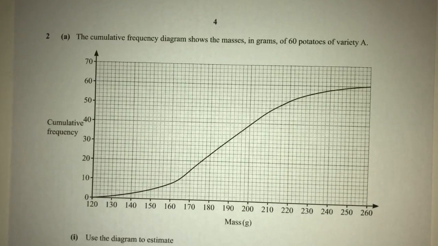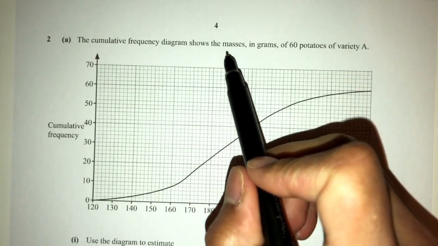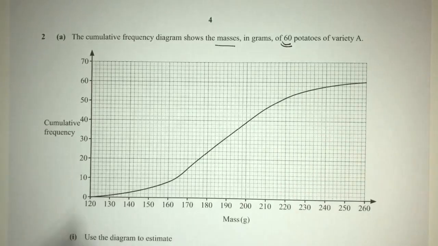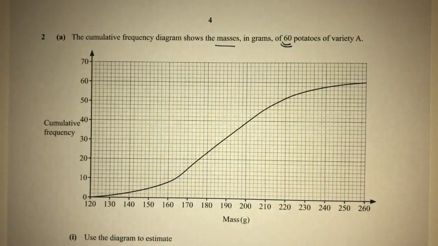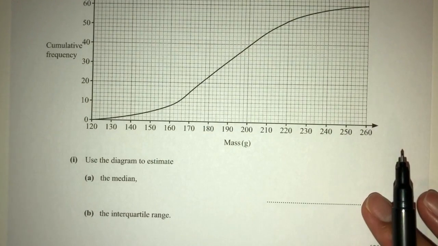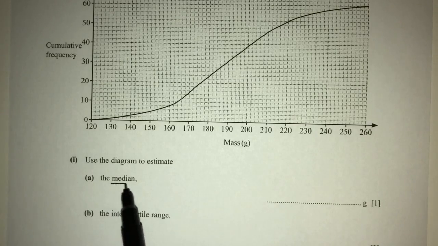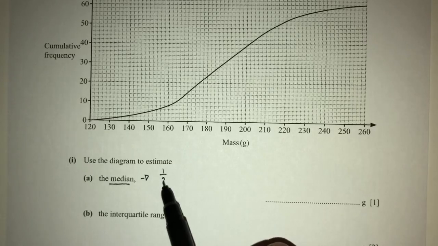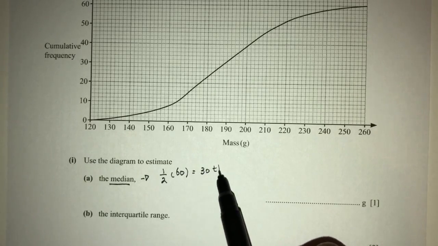Now let's move on to question number 2. So right now we have the cumulative frequency diagram, which shows the masses, the weight basically, in grams of 60 potatoes of variety A. Okay, so that's the information given to us. Now part 1, we have to use the diagram to estimate the median. Whenever you see the median, it means the middle value, which is half of the number of potatoes. That will be the 30th element.